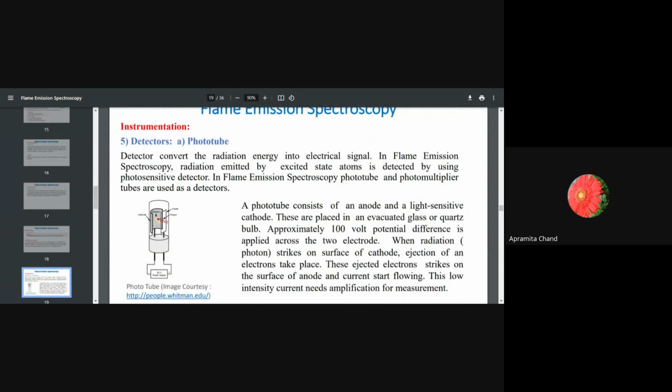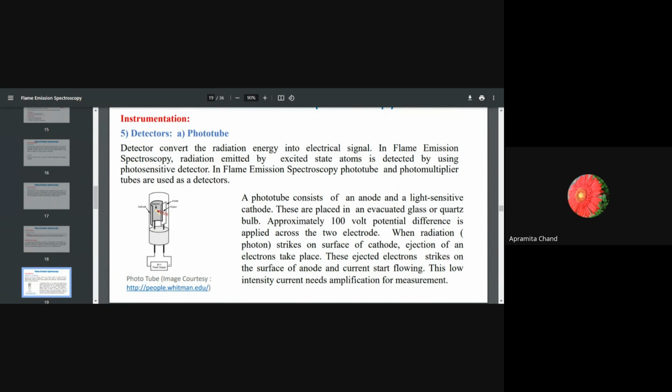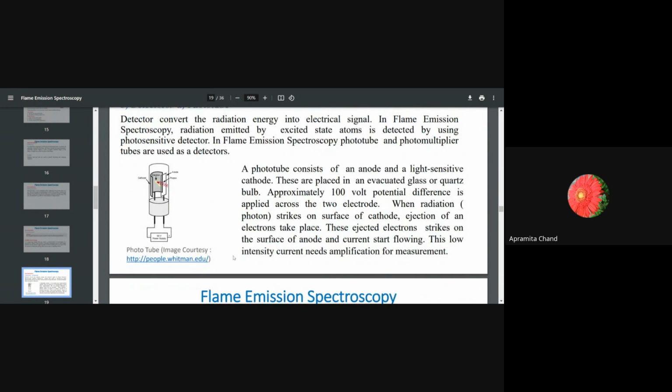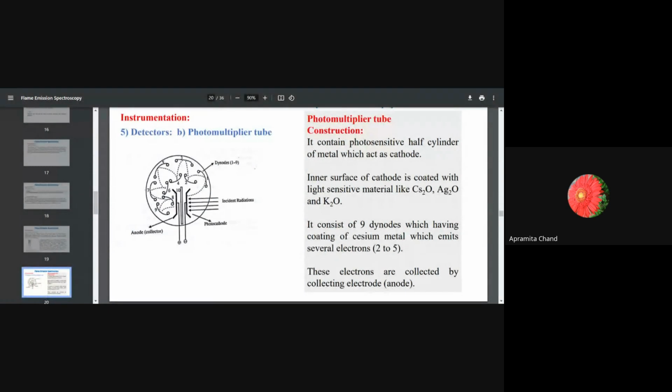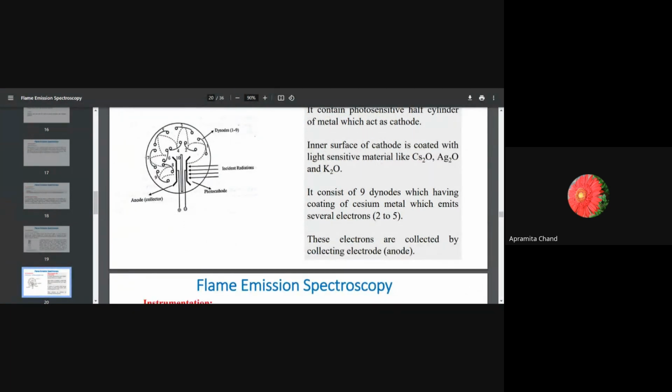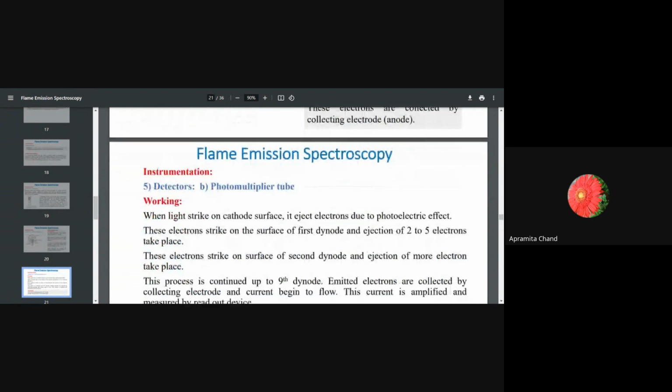The detectors here are different. There it was a photomultiplier. Here we have a slightly different kind of phototube, which consists of an anode and a light sensitive cathode, placed in an evacuated glass or quartz bulb, and a potential difference is applied across the electrodes. When radiation strikes the surface of the cathode, we have a photoelectric effect and the ejected electrons flow. Here, the inner surface of the cathode is coated with light sensitive material like Cs2O, Ag2O, and K2O. Finally, when the electrons are produced, they are collected by the collecting electrode. This is also quite similar.